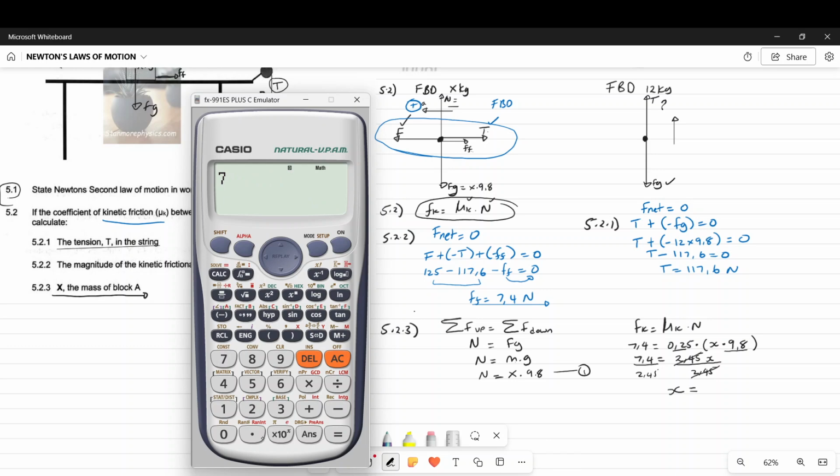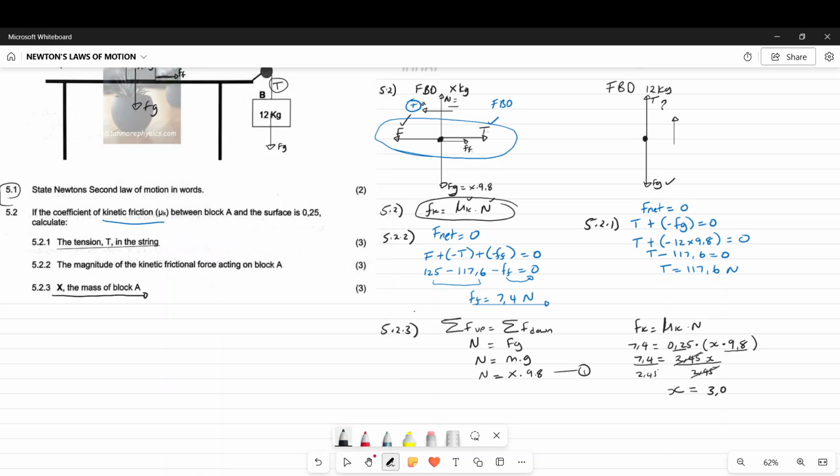So now you have 7,4 divide by 2,45, and that will give us 3, hold up, right, okay, let's take it back. So 3,02. So 3,02 kgs, right? That is mass, and this would have been our answer.